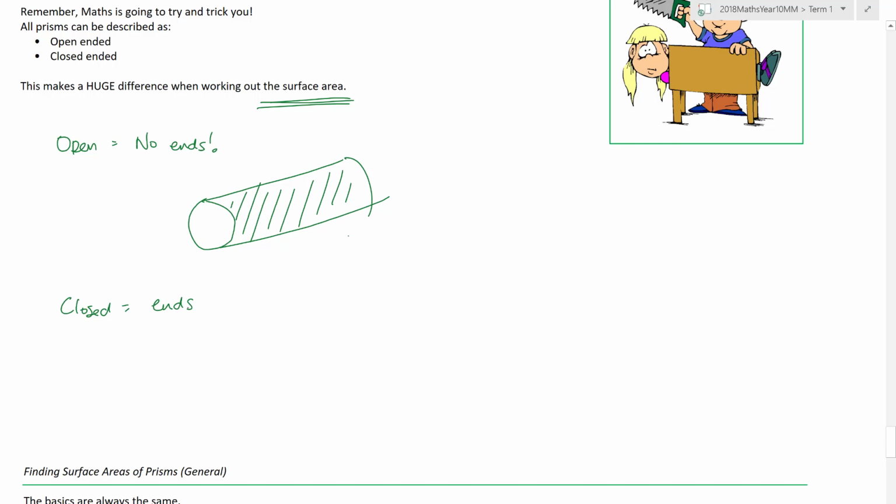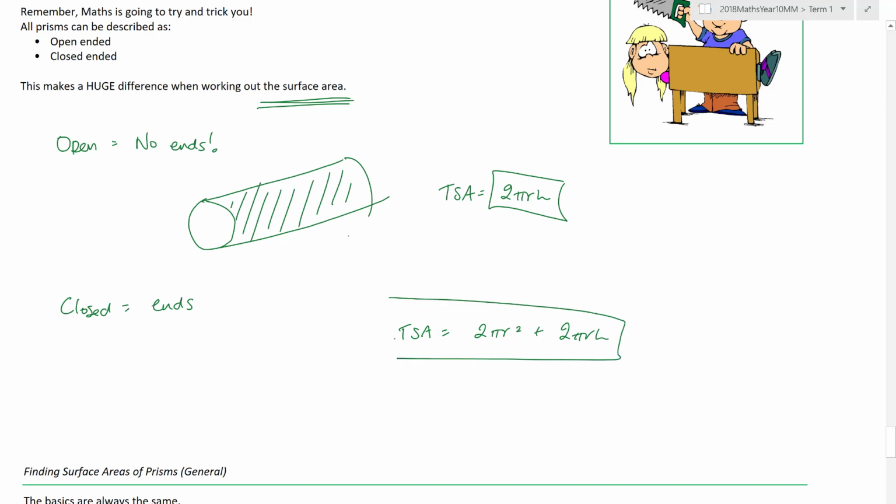So, if it was open-ended, we would only have 2 pi r h as my total surface area in this instance. But if it's closed, we would go back to my 2 pi r squared, which is the two circles, plus 2 pi r h. So think about the question. If they give you a question, try and work out, is it going to be open or closed? In many cases, they will actually tell you.